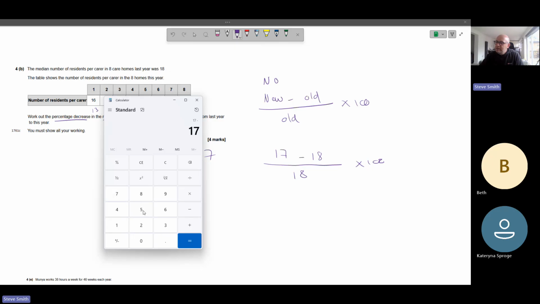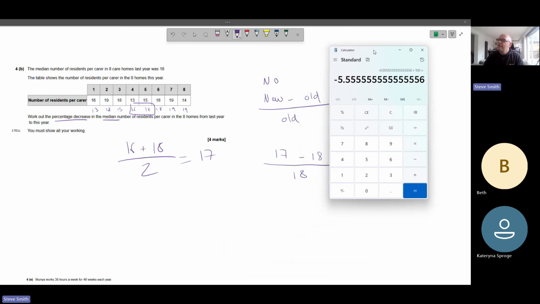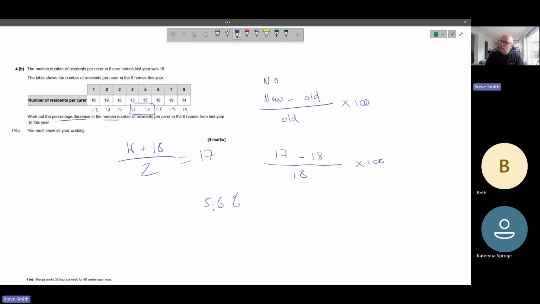17 take away 18 equals, divided by the same number, 18, equals, times by 100. We've got our percentage decrease of 5.5%. So in theory, 5.6%. You don't have to put the minus. It's saying there what is the percentage decrease. But if you put the minus, you're not going to not get a mark. They're going to still give you the mark. It'll just be a case of minus 5.6 or it's decreased by 5.6%.